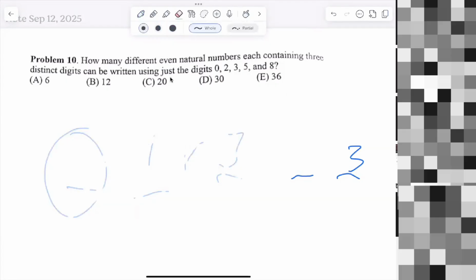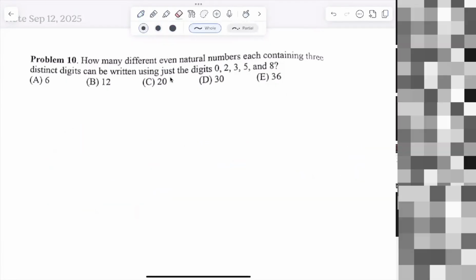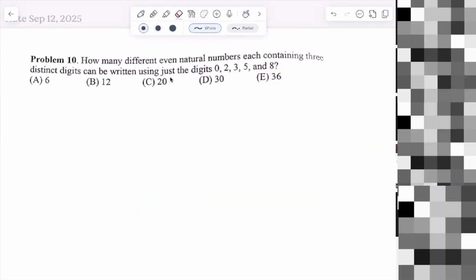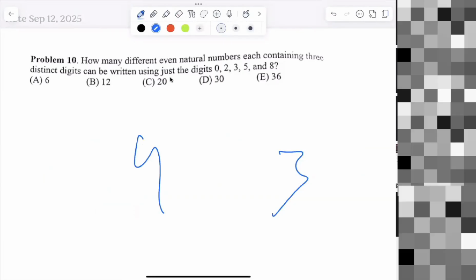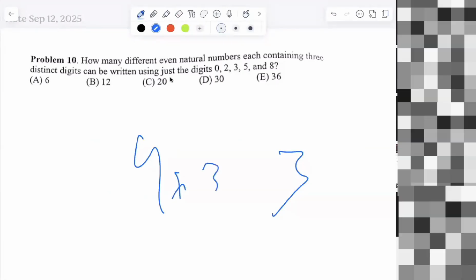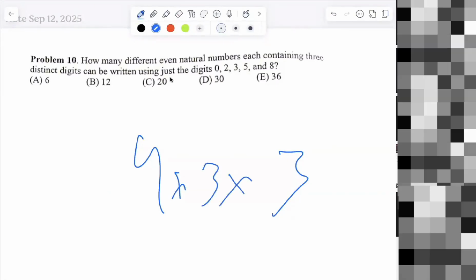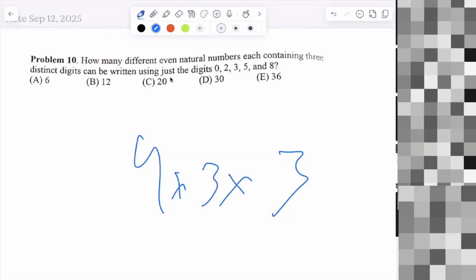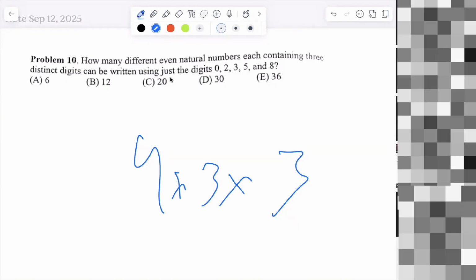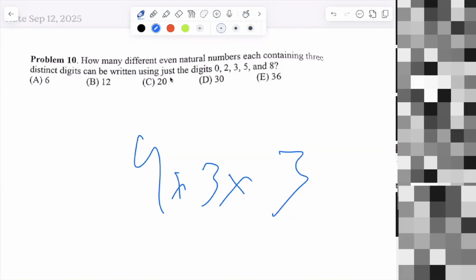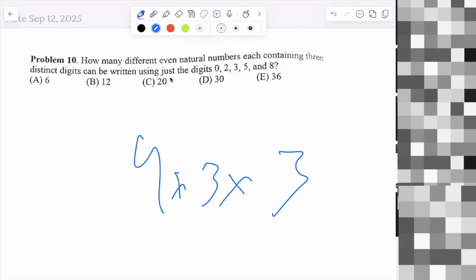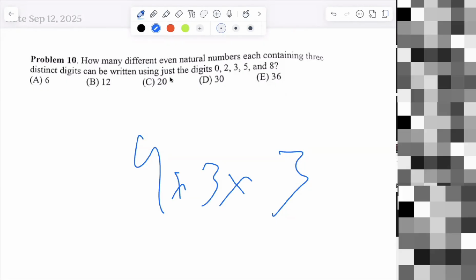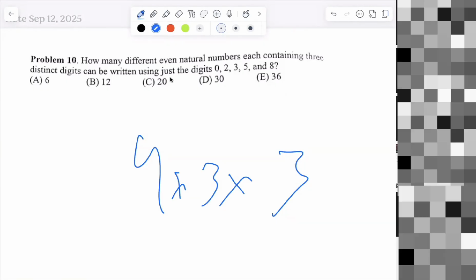Oops, my bad. It's not five digits. So make sure you're reading the problem carefully. We have three digits. We have four choices for the first one, three choices for the last one, and 3 times 3. That's basically the answer, but we were overcounting on one part. Notice that we have to subtract the numbers with a 0 in the hundreds place, because we overcounted with the 0 in the tens digit, I think.